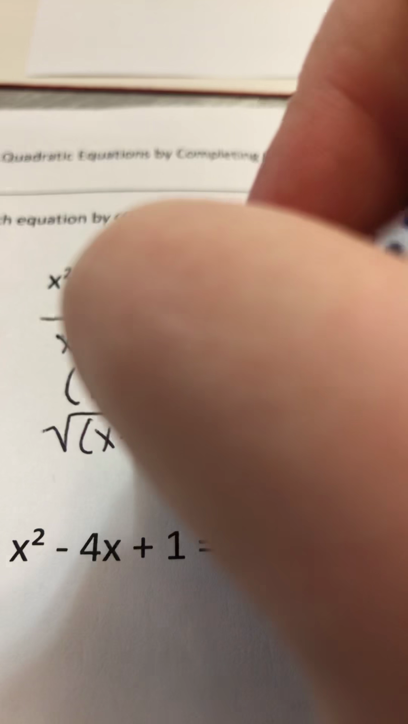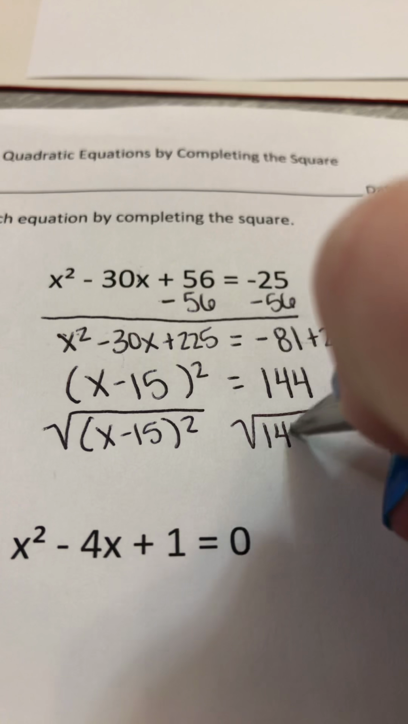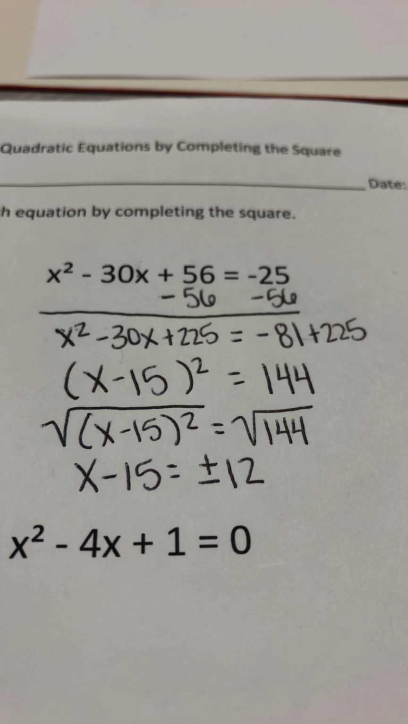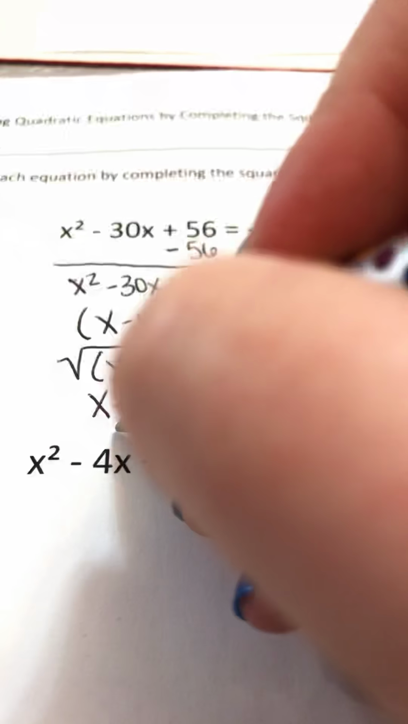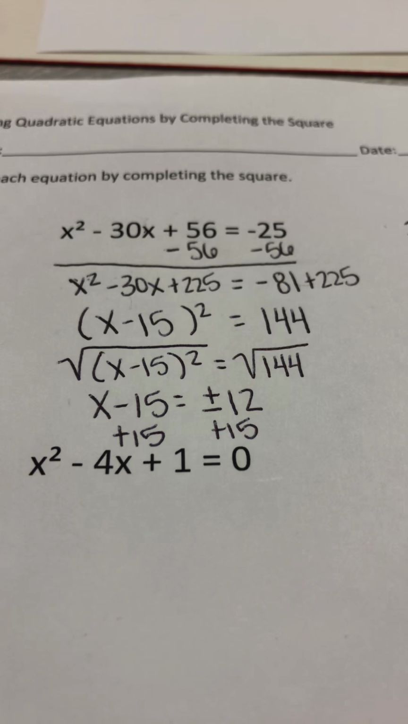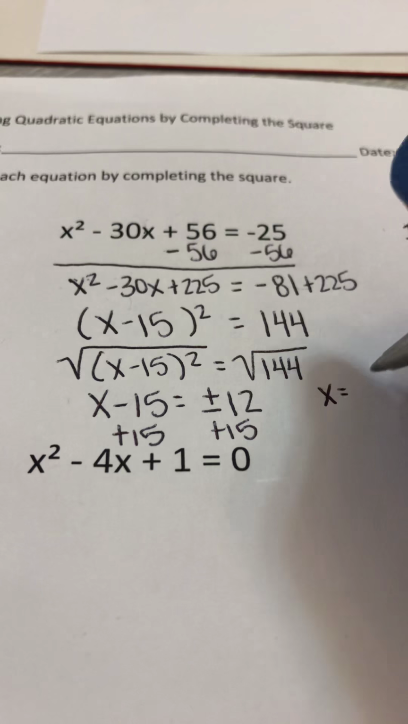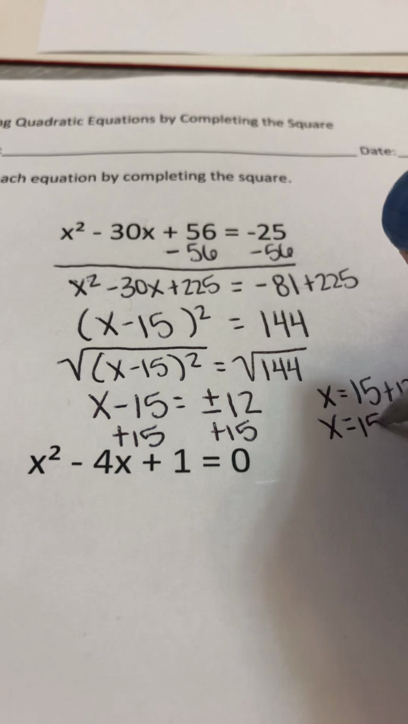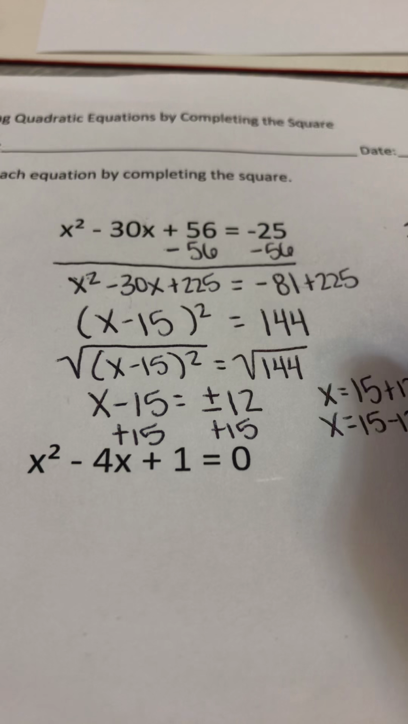And in order to solve for x, we're going to take the square root of both sides. And when we do that, we get x minus 15 equals plus or minus 12. And then we add 15 to both sides. And when we add 15 to both sides, we end up getting, I'm running out of room here again, I'm writing way too big. We end up getting x equals 15 plus 12, and x equals 15 minus 12. 15 plus 12 is 27. 15 minus 12 is 3.